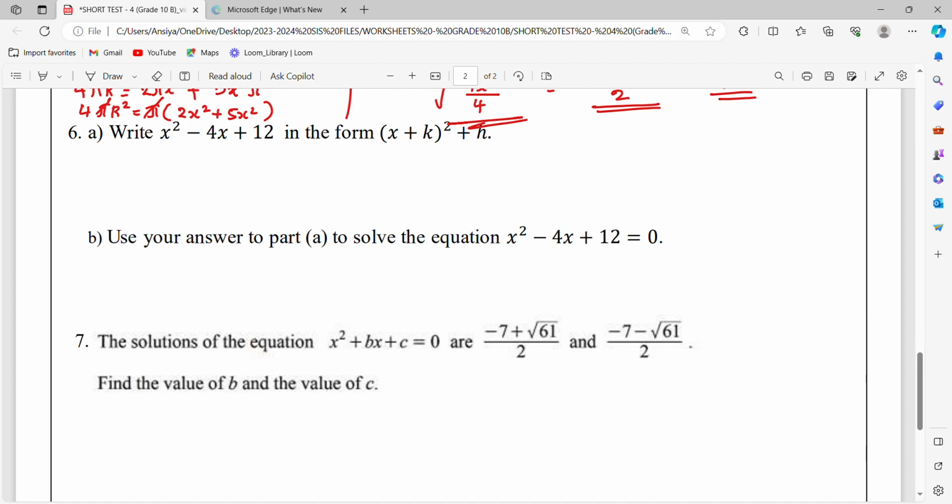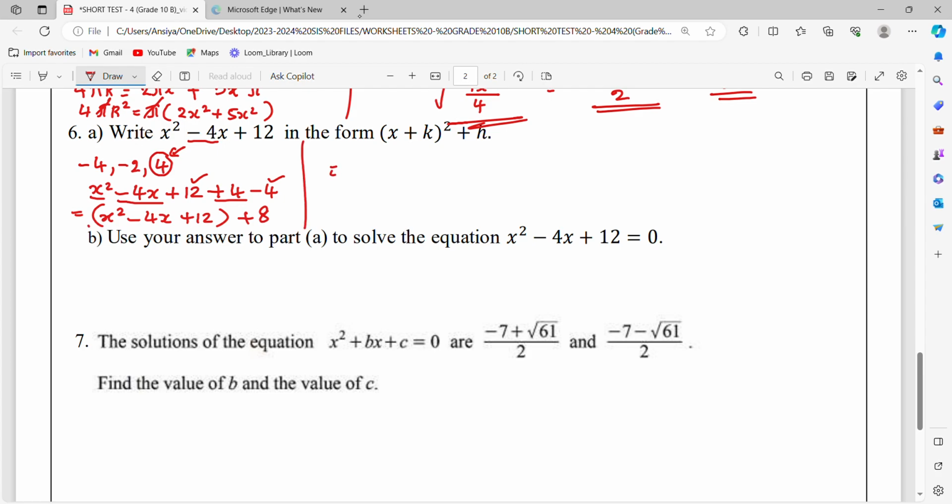Question number 6. Write x square minus 4x plus 12 in terms of x plus k the whole square plus h. I hope you remember this is the factorization topic, completing the square method. So how to start: you first go for the coefficient of x, which is minus 4. Take its half, minus 2. Take its square, which is 4. This 4 you plus and minus in the given equation. So x square minus 4x plus 12 is the given equation, and this 4 you plus and minus in the same, and then you choose x square minus 4x plus 4 as one group and the remaining numbers in the other group. So 12 minus 4, which is 8.